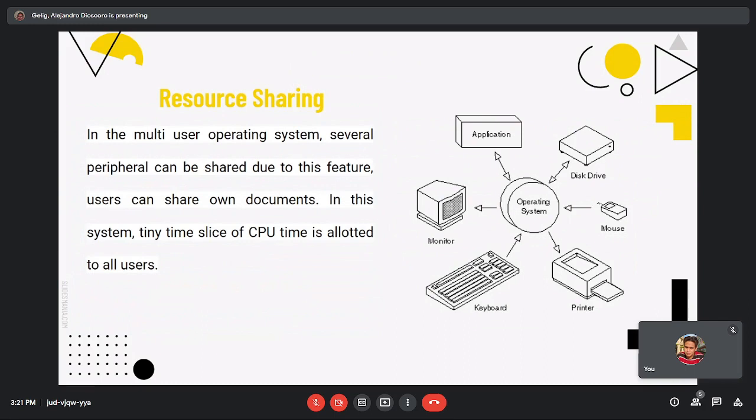In this system, a tiny time slice of CPU time is allotted to all users. So, successful shared resources allow users to operate as if the shared resources were on their own computer. Some examples of shareable resources are computer programs, data, storage devices, and printers. Shared file access is also known as disk sharing, folder sharing, shared printer access, shared scanner access, and etc. The shared resources are also called a shared disk, shared folder, or shared document.